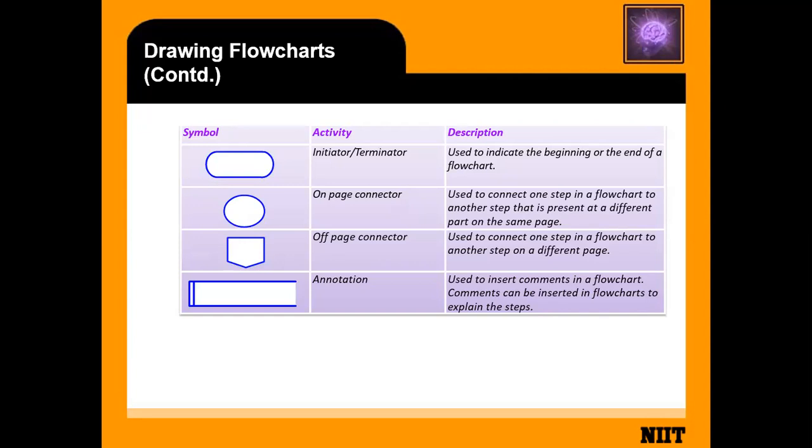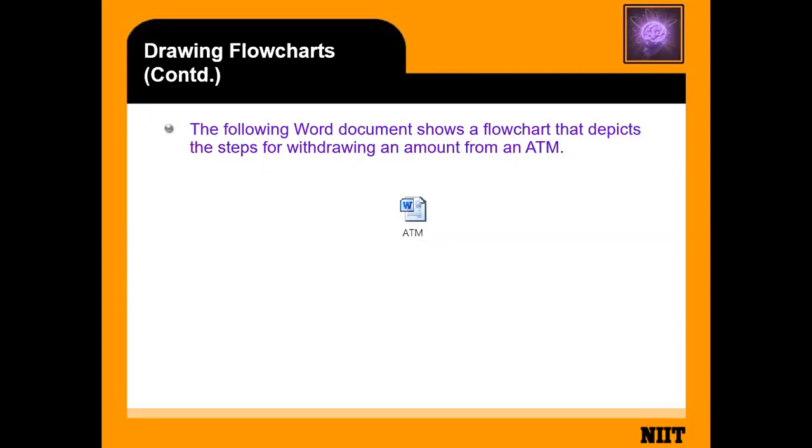The on-page connector is used to connect one step in a flowchart to another step that is present in a different part of the same page. The off-page connector is just like a PTO, if you want to connect to a different page. Suppose the flowchart is very lengthy and the continuation is on a different page, so you can use the off-page connector. Annotation is required if I want to add any kind of instruction or comment for the user, so then we can use the annotation box.